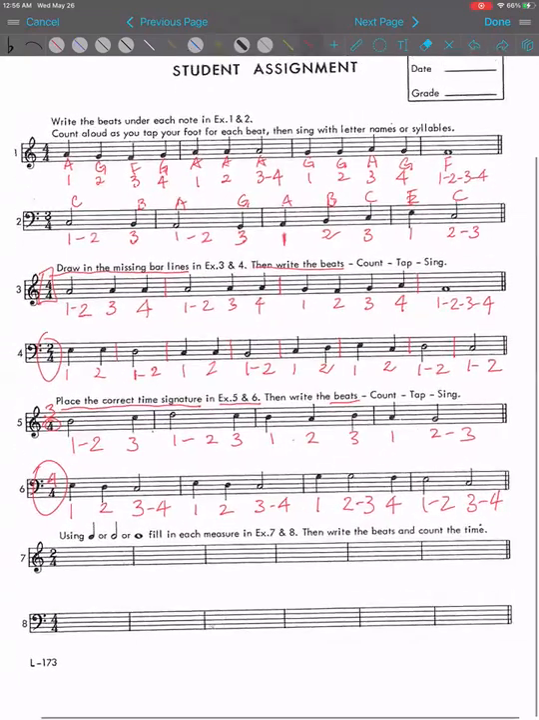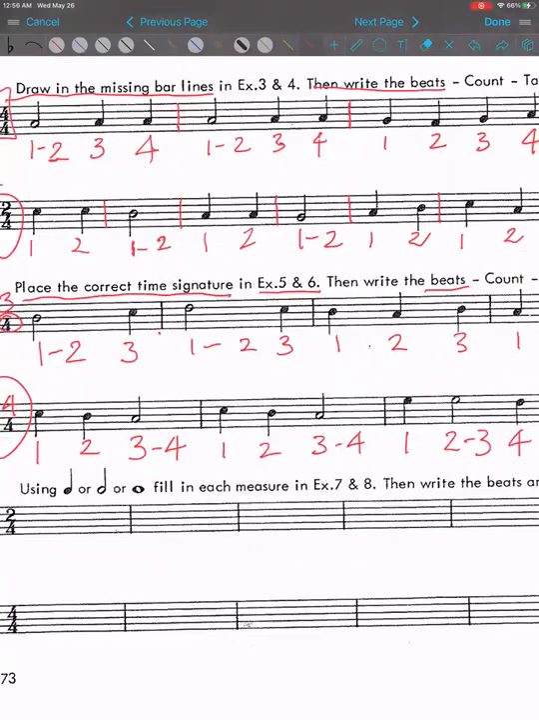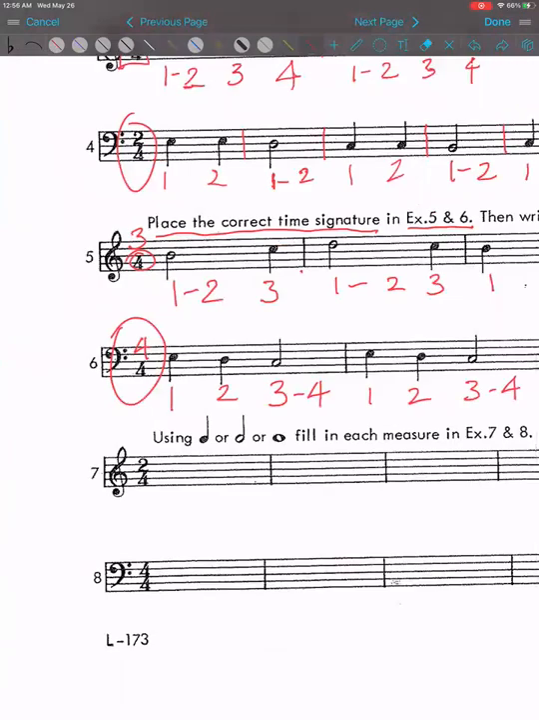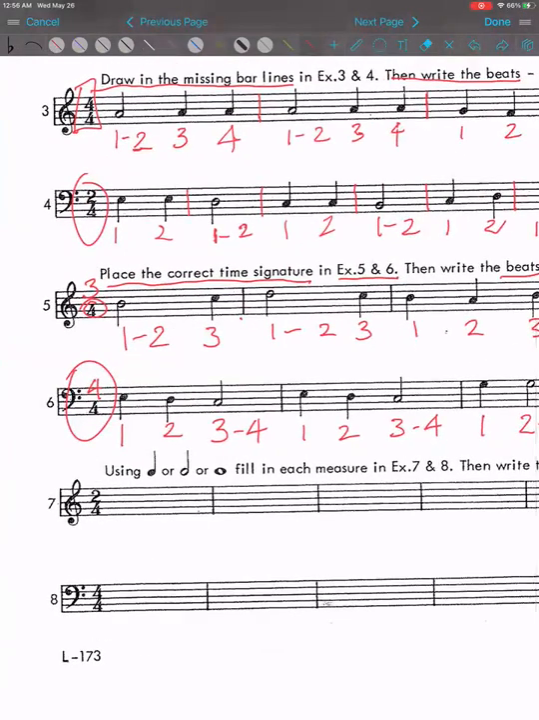Number 7. Use quarter or half note or whole note to fill in each measure. Then write a beat and count the time. So here you have 2/4. I'm going to just write random. You're going to compose a little bit. So I'm going to do a half note. A whole note wouldn't fit in this line because a whole note has 4 beats, so you cannot have a whole note for sure.